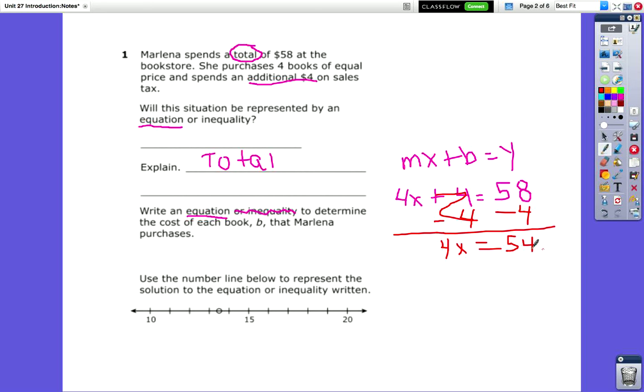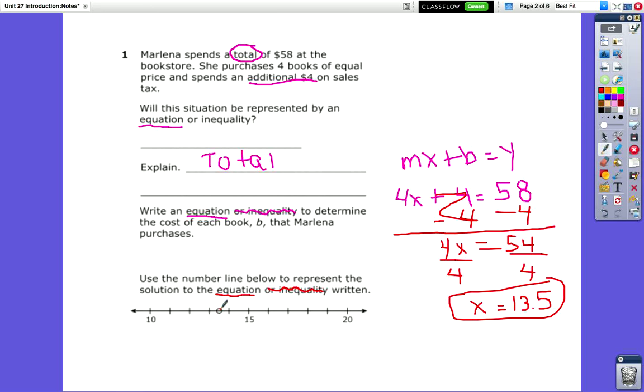Now we need to divide by 4. So x equals 54 divided by 4 is going to give us 13.5. So this is our total answer. We know the exact amount. So if you look on this number line down here, use the number line below to represent the solution to the equation. That's what we used. We don't need inequality. Our answer to our equation is 13.5.